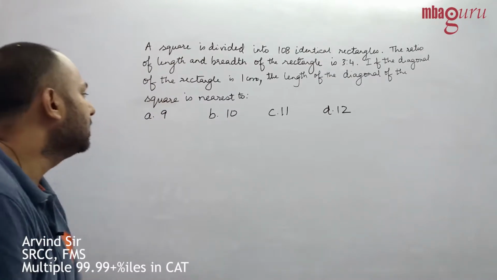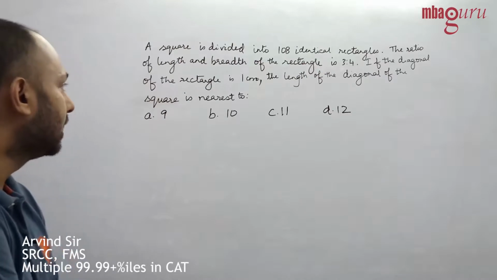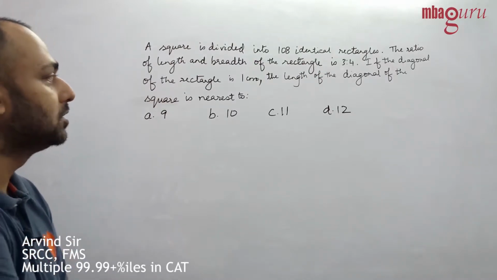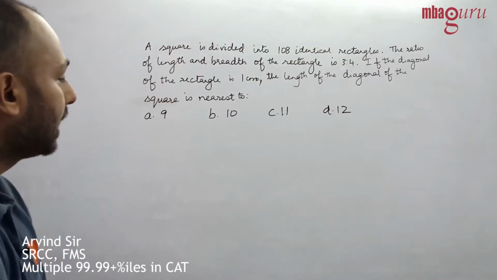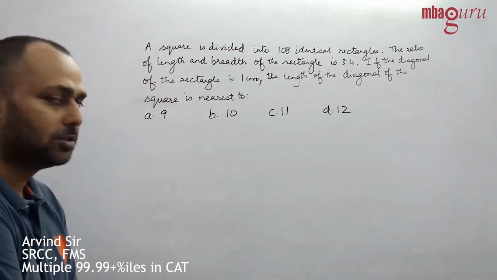Let's look at this question. A square is divided into 108 identical rectangles. The ratio of length and breadth of the rectangle is 3:4. If the diagonal of the rectangle is 1 centimeter, the length of the diagonal of the square is nearest to.